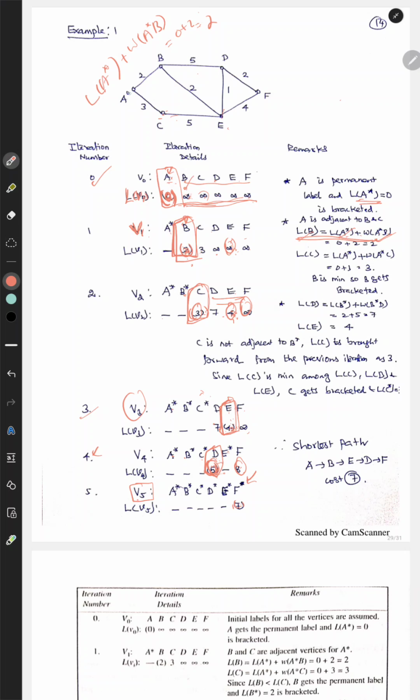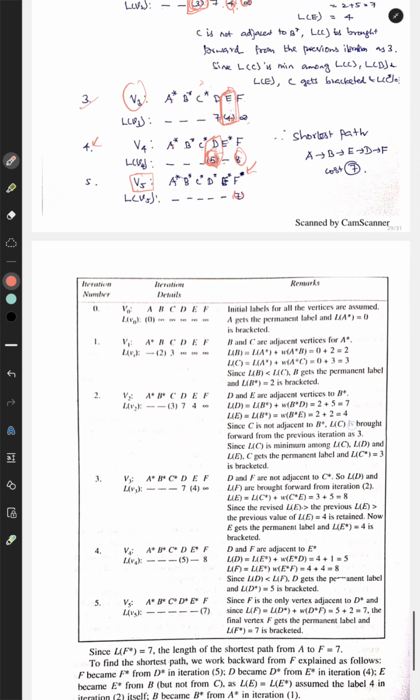Okay, so 2, 2, 1, 2. This is the path we said, right? So which is the shortest path. Or if you take, say, 2, 5, 1, it is going to be 8. 2, 5, 2, it is going to be 9. 2, 5, 1, 4, it is going to be 10. So every other path will have bigger cost. Okay, so this is the Dijkstra algorithm, iterative procedure.